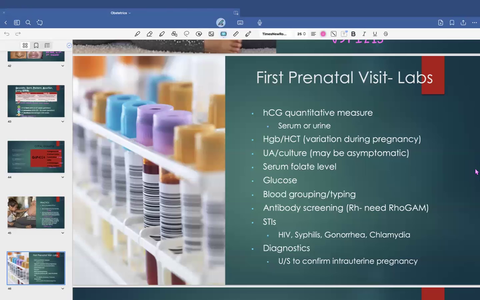We might test for STIs depending on exposure and risk: HIV, syphilis, gonorrhea, chlamydia. And for diagnostics, we're going to get an ultrasound to confirm the intrauterine pregnancy.